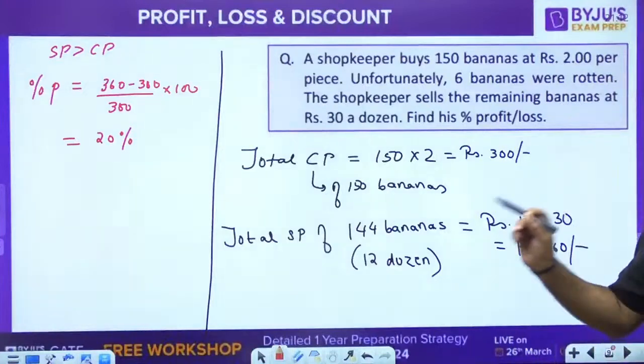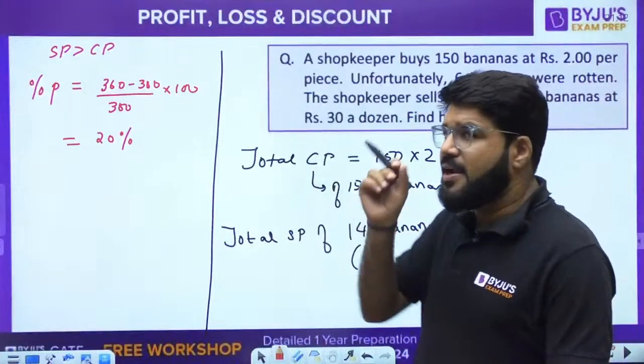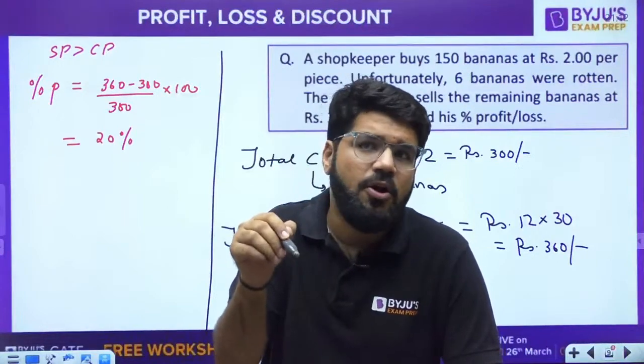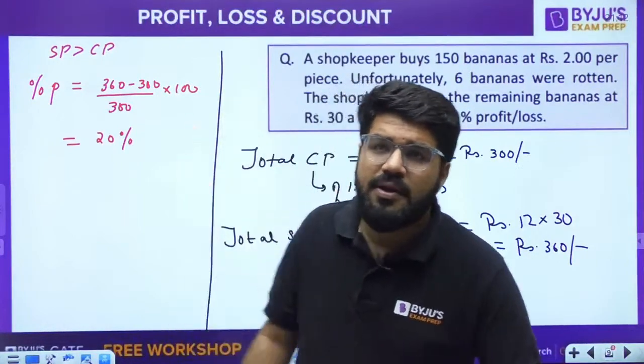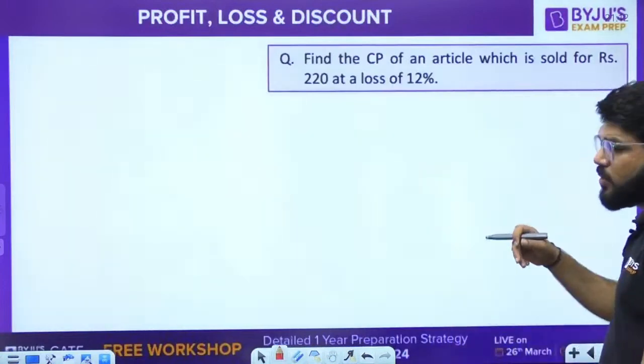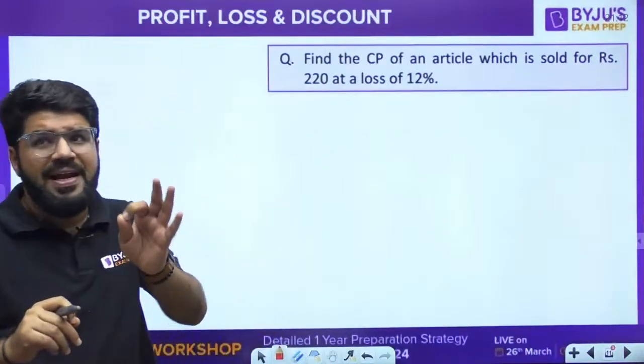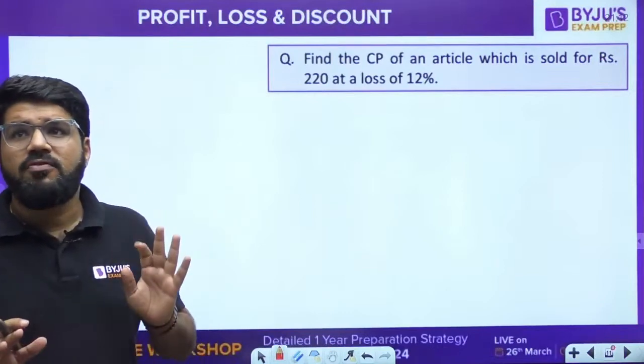Now, there can be simple questions like this, where they are directly asking the profit or loss percentage, but more commonly they can give you the profit and loss percentage, and they can ask you something regarding the cost price and selling price. Have a look into this. Find the cost price of an article which is sold for rupees 220 at a loss of 12%.